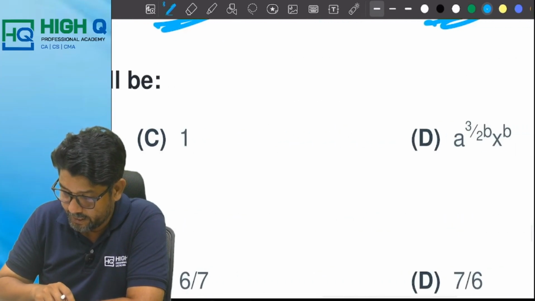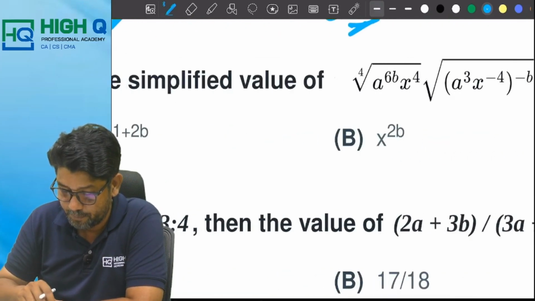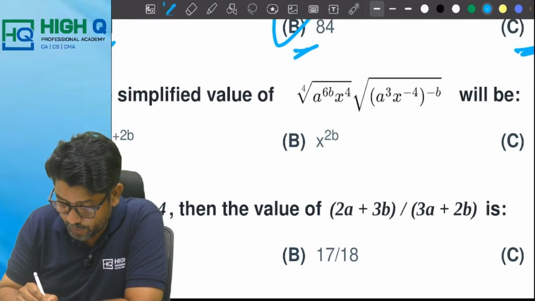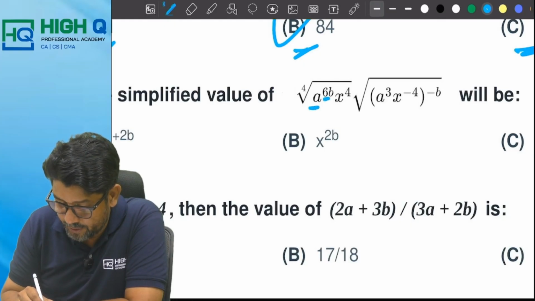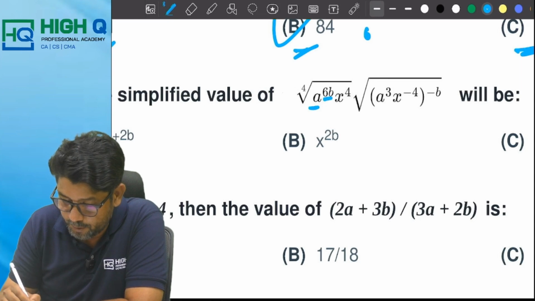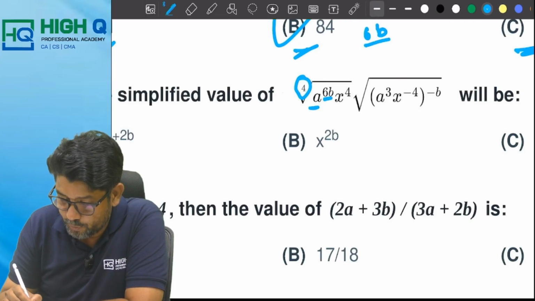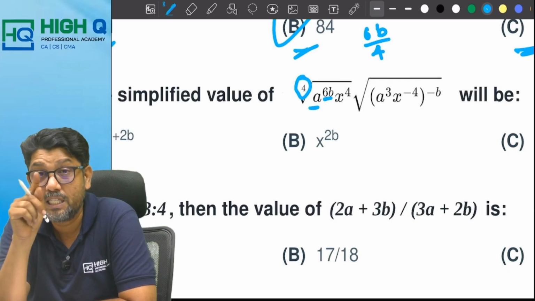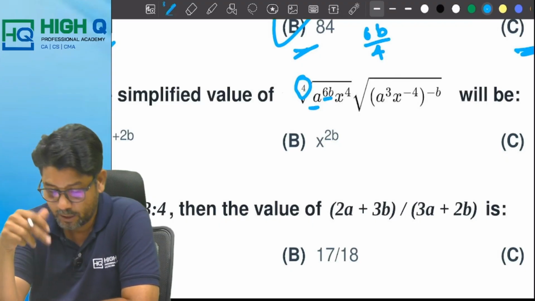Okay, options having only x, and there is only one option. We have got a and b. So what we can have, I'll tell you. I'm just going to check powers of a. Here, power of a, what and all we have, I have got 6b. Am I right? 6b I have, and there is 4. Why you are putting 1 by 4, sir? It is fourth root, my dear. Fourth root means this can be written as 1 by 4.